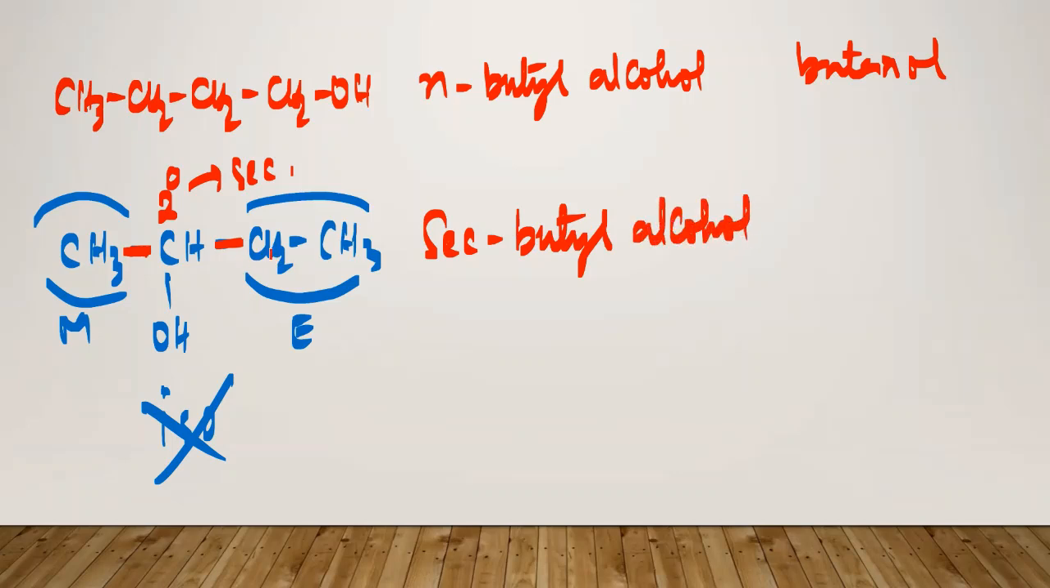And now if we start numbering this particular compound, we have to number it from the left side, my dear friends, because from the left side, the OH group is very near. So 1, 2, 3, and 4. So we will have butan-2-ol. So butan-2-ol will be its IUPAC nomenclature, my dear friends. So let us go further and understand a few more examples.